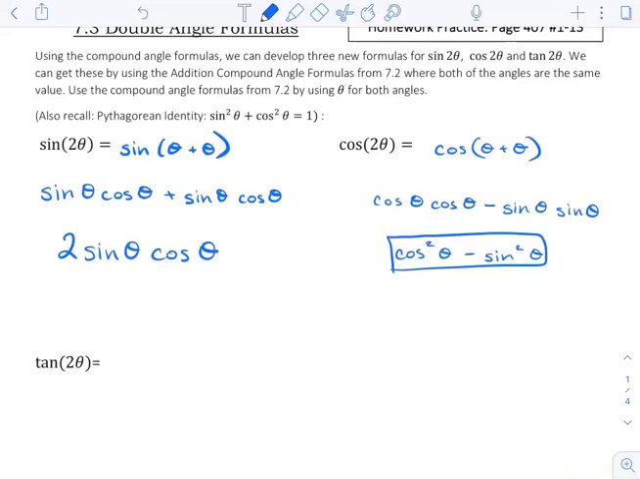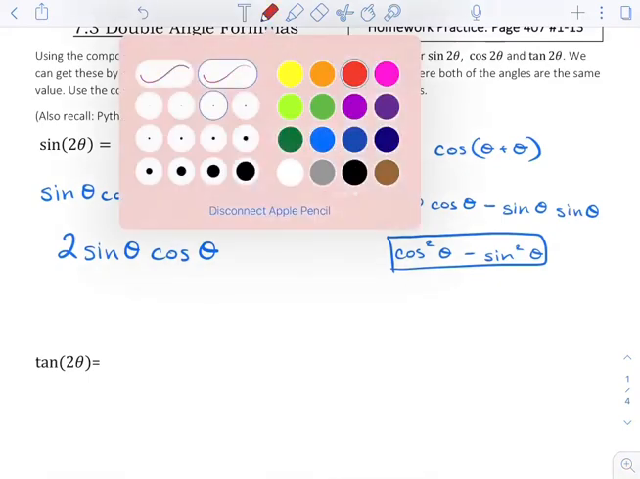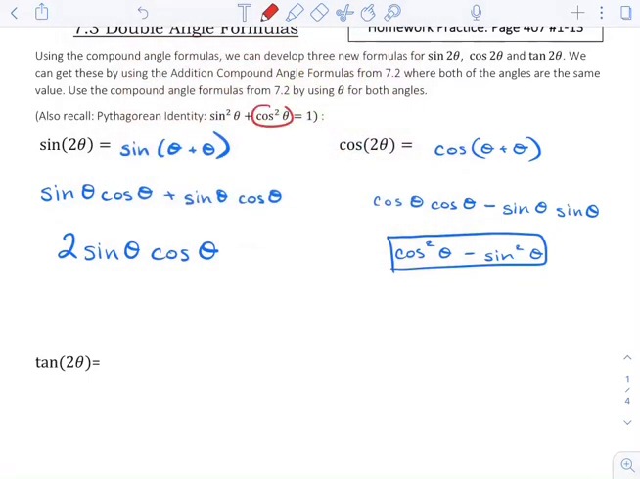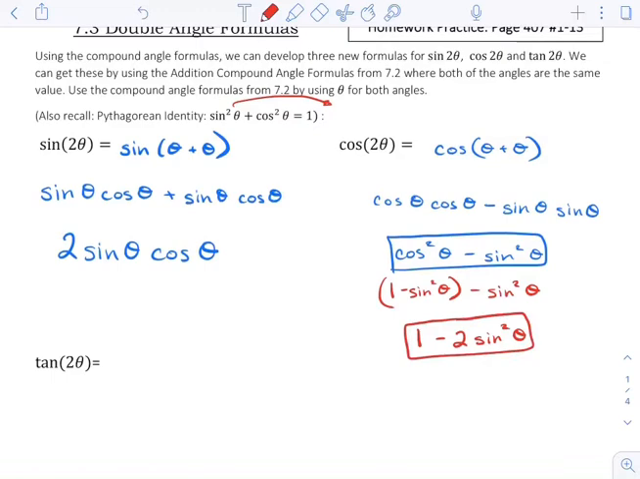Now I can apply the Pythagorean identity to each of them to create 2 formulas from these. I know that cos squared theta is equal to 1 minus sine squared theta. So I'm going to write that as 1 minus sine squared theta in place of the cos squared, minus sine squared theta. Then I can add the 2 sine squared thetas, which gives me 1 minus 2 sine squared theta. So that's one formula you can derive from it. It's also equal to the cos double angle.